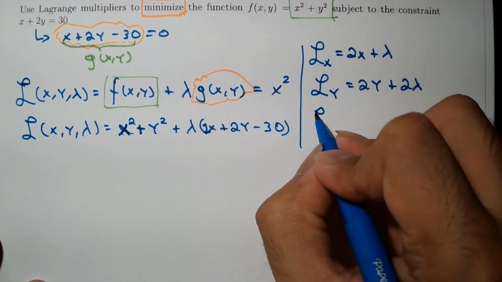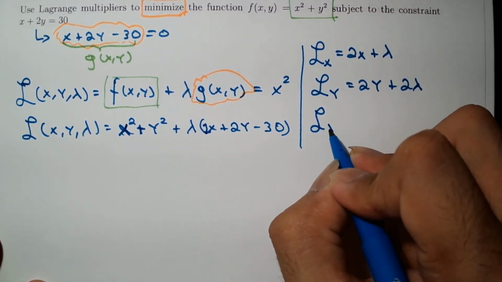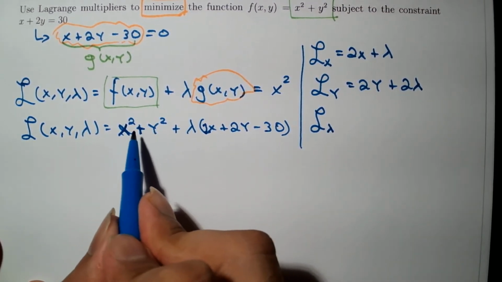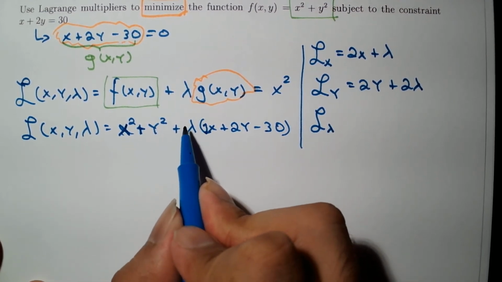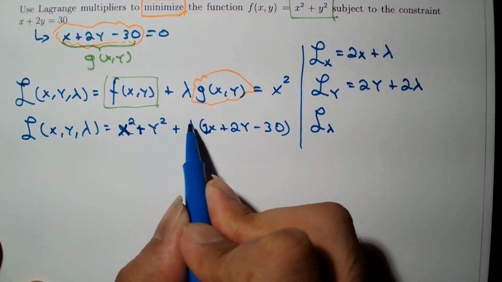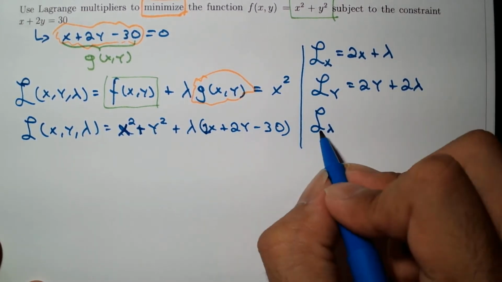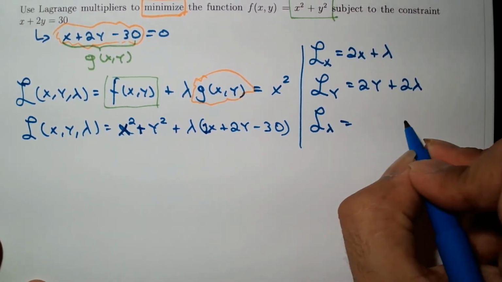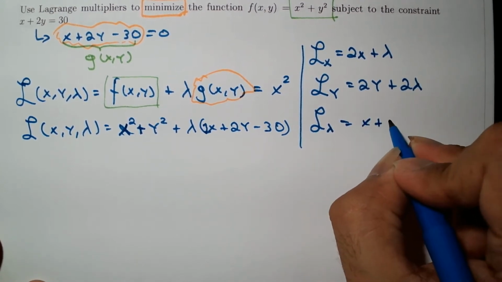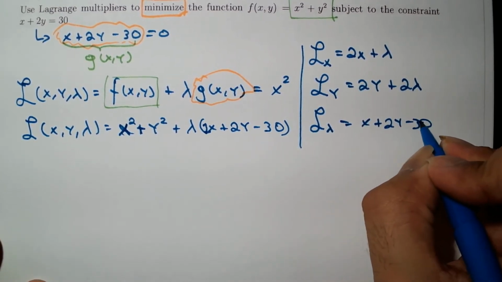And then the partial derivative of L with respect to lambda. These two terms go to 0. What's the derivative of lambda? The coefficient is 1. Well, the derivative is actually all this here, which is the constraint, x plus 2y minus 30.